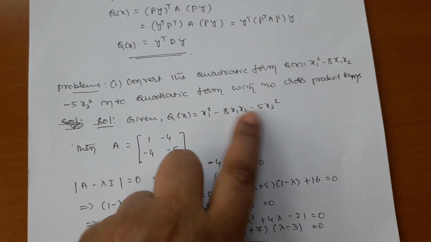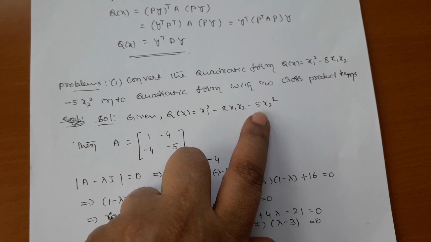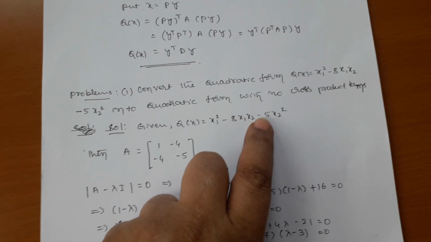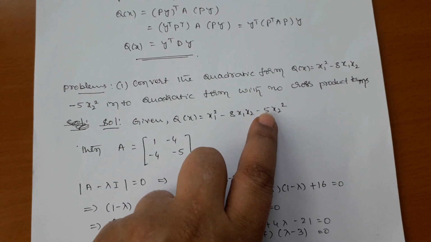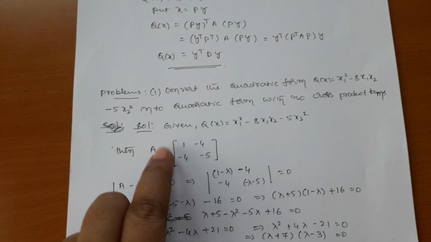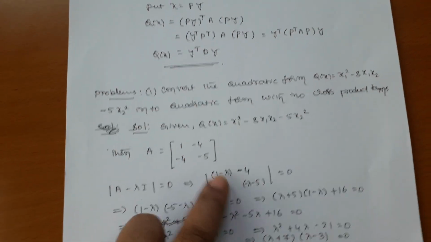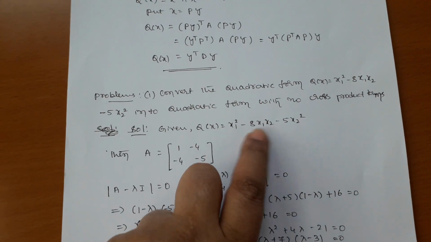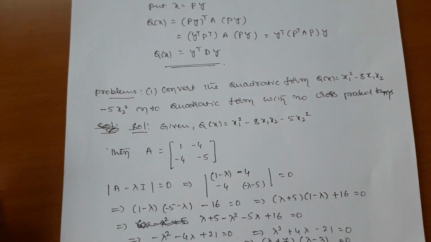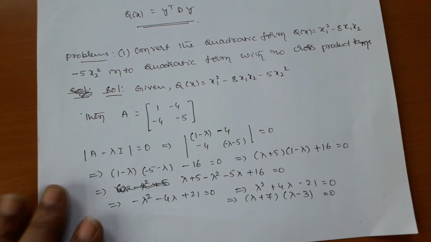The x1 square coefficient is 1, and the x2 square coefficient is minus 5. This is a 2 cross 2 matrix. If any term has a negative sign, you take it along with the coefficient. Then these two go in the principal diagonal, 1 and minus 5. The cross product term is divided by 2, giving minus 4 and minus 4. Now we immediately get our required matrix.